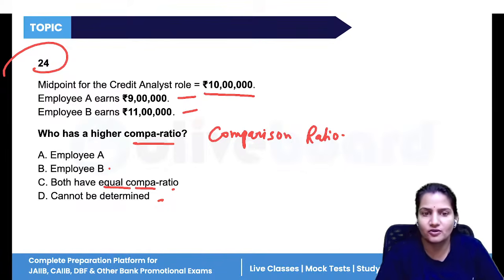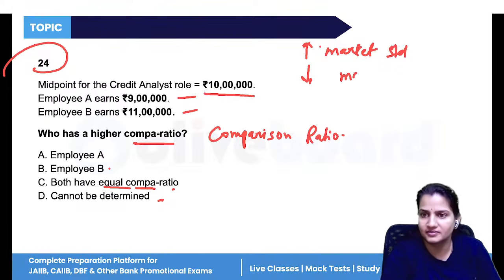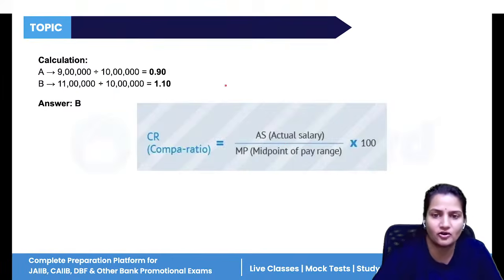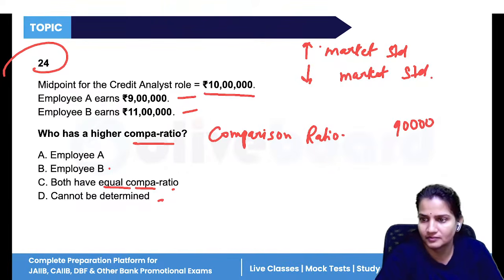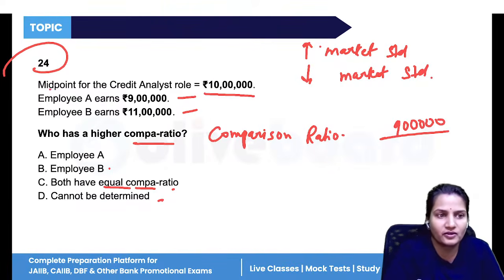So what is compa ratio? Compa ratio basically tells you whether the salary you are getting in your company is higher than the market standard, or the salary you are given is lower than the market standard. That is compa ratio. And the formula is what? The actual salary you are getting, like in this case the actual salary is 9 lakh, upon the midpoint of the salary. If the midpoint is not given, then you have to calculate it. The midpoint is the sum divided by 2.